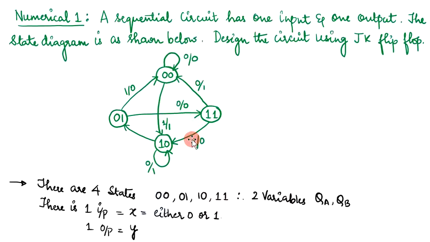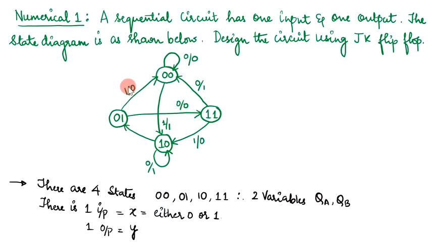So looking at the state diagram, the first step to the solution would be to identify the number of states that are involved. We can see that there are 4 states involved, and they are 00, 01, 10 and 11. And because we have 4 states, we will be having 2 variables, QA and QB.